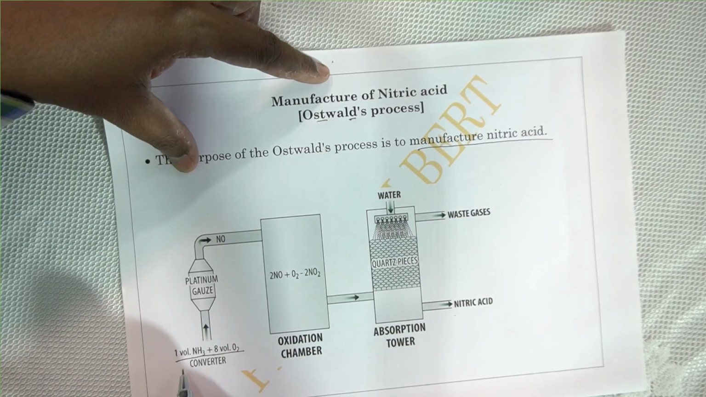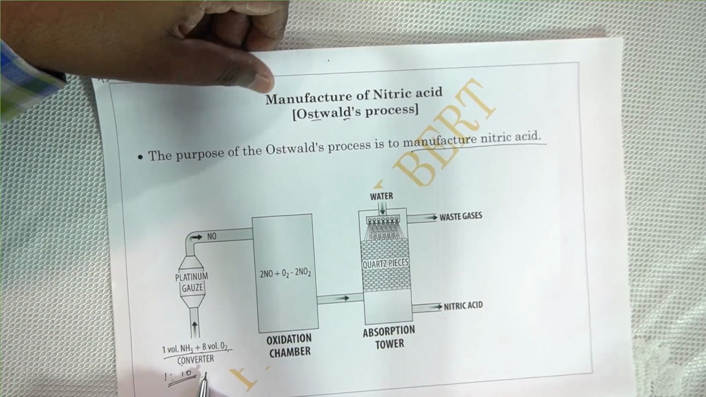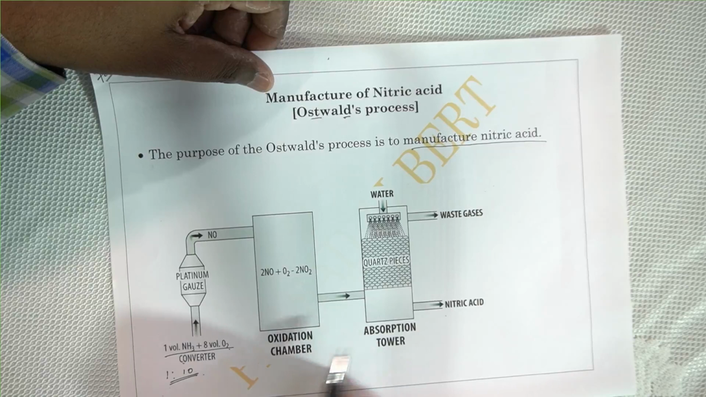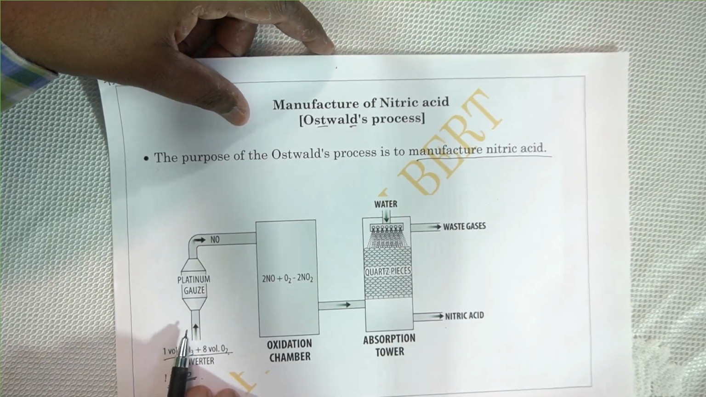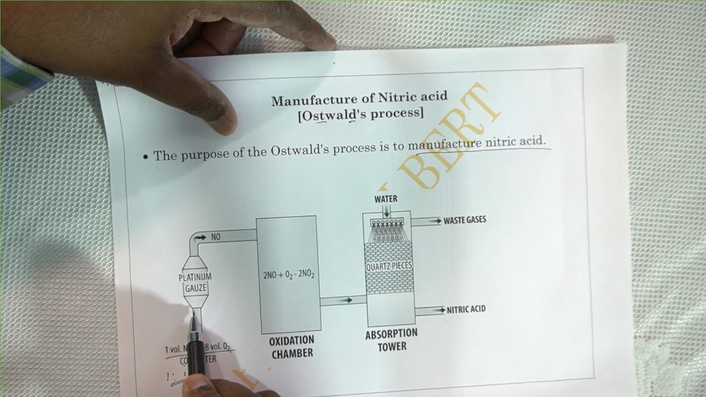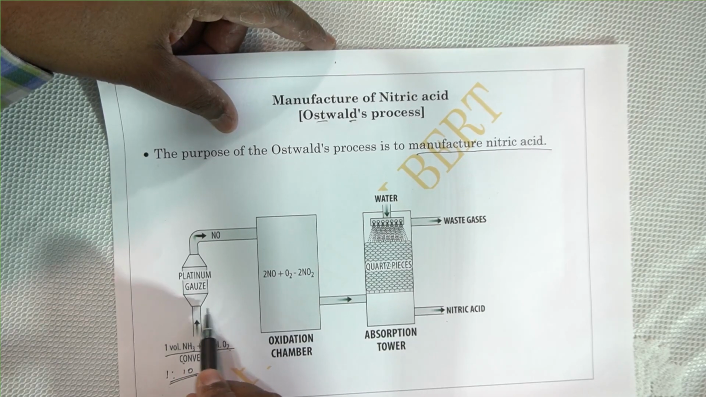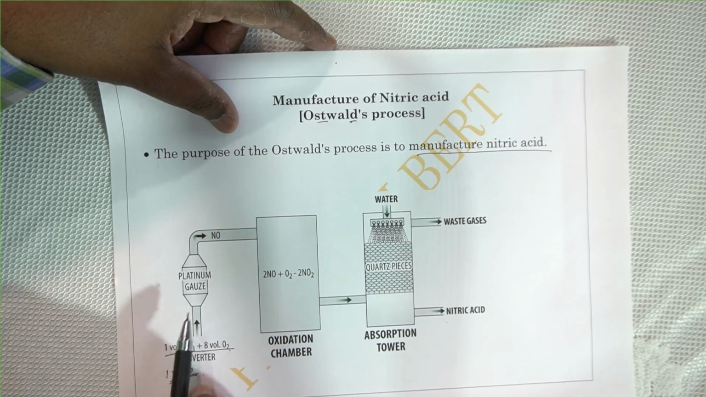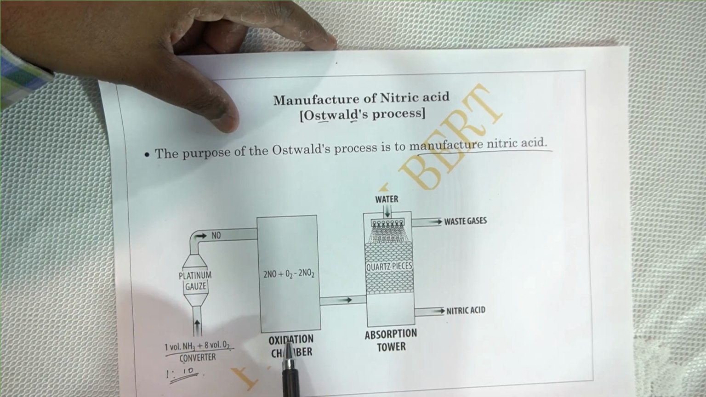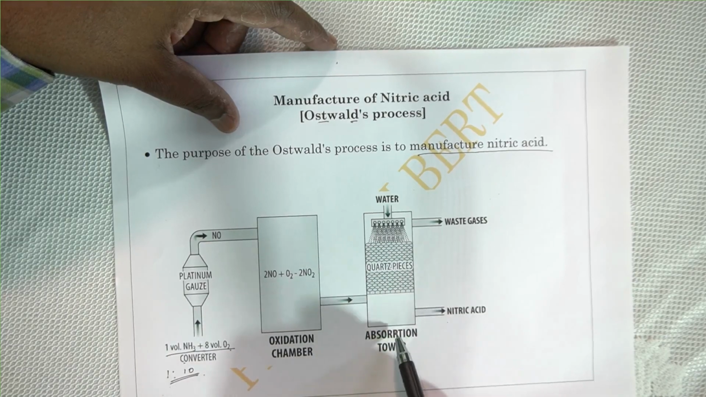So we have 1 volume of ammonia with 8 volumes of oxygen, or ammonia and air in the ratio 1:10 can also be used here. Oxygen in the air is required in all 3 stages. It is compressed and then sent into the catalytic chamber, where the catalyst platinized asbestos or platinum gauze is kept. From here the product goes to the oxidation chamber, where nitrogen dioxide is obtained, which is sent to the absorption chamber at the last.